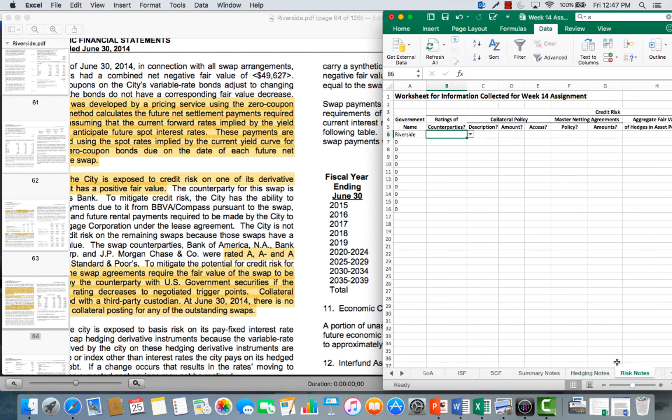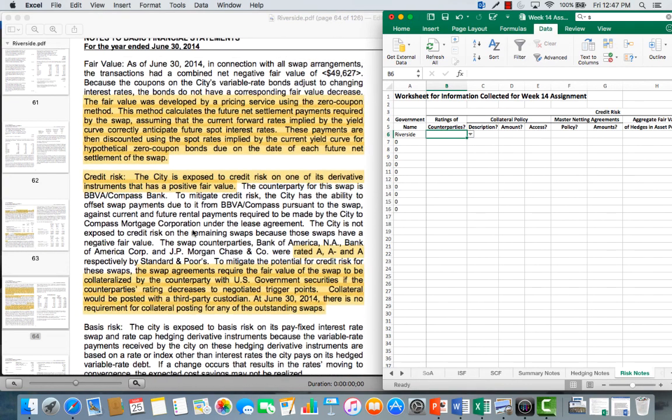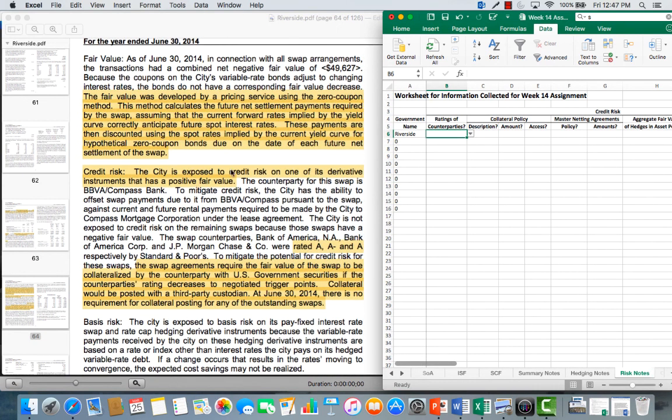And we go on to the next set, which are notes related to risk. And in fact, you can see right after where they start talking about fair value, they have disclosures here related to credit risk. That's the first of these. So if they do have credit risk, they're supposed to disclose the ratings of their counterparties. They say the city is exposed to credit risk on one of its derivative instruments that has a positive fair value. That's that $49,000 one, I presume. And here are the ratings of their counterparties. So yes, they did show those.